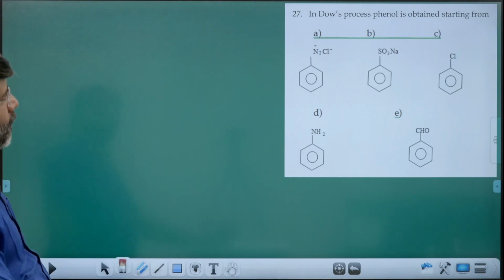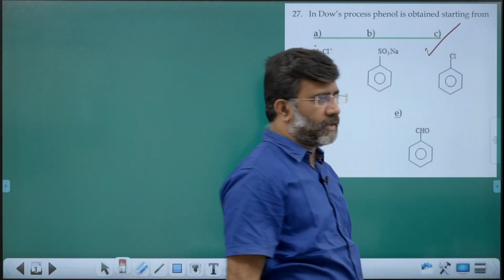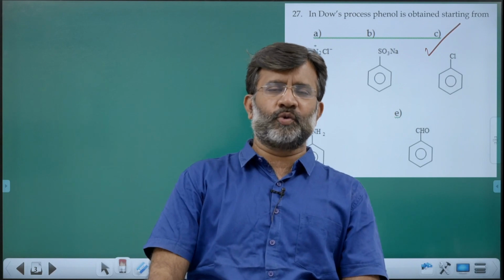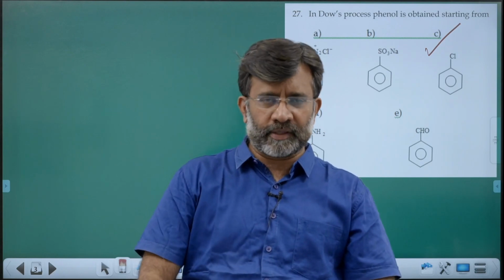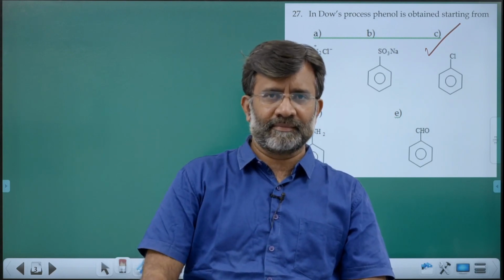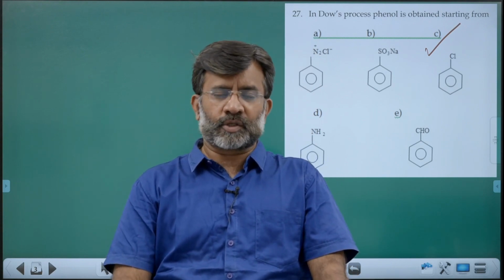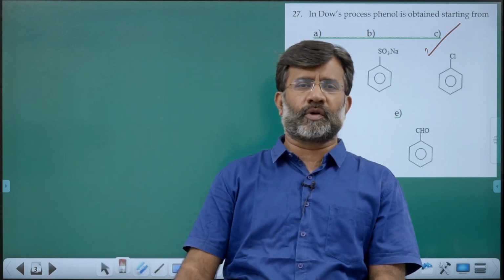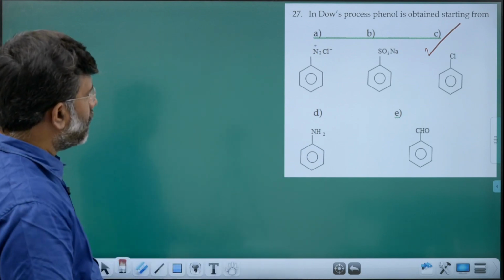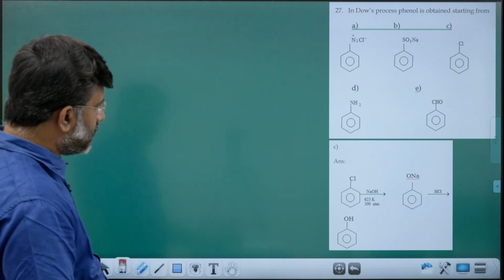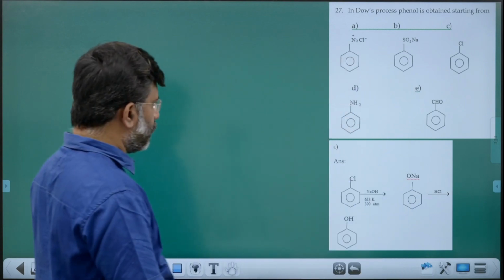In Dow's process, phenol is obtained starting from chlorobenzene. Chlorobenzene is fused with NaOH at high temperature and high pressure, followed by acidification, and you get phenol. Chlorine is converted to the ONa group. You are getting sodium phenoxide, which upon acidification gives phenol. So it is option C, Dow's process. Next one.